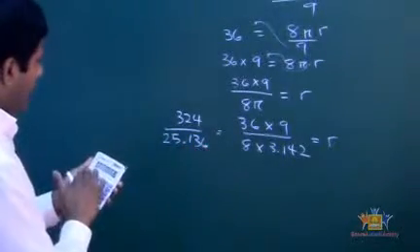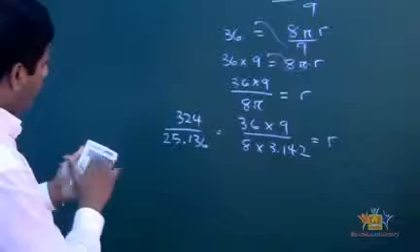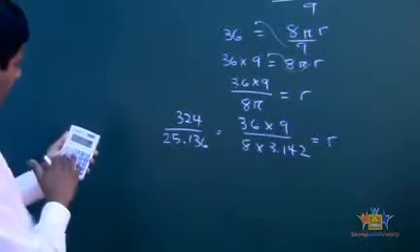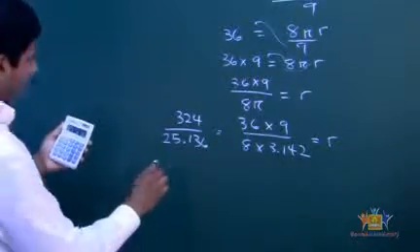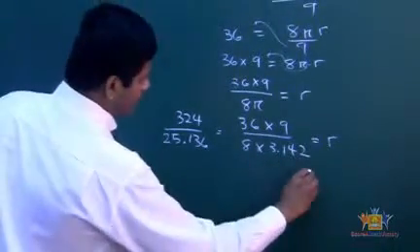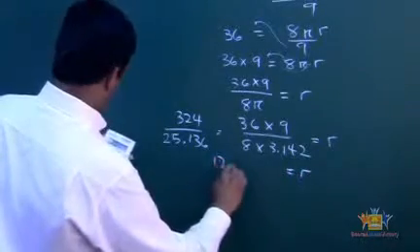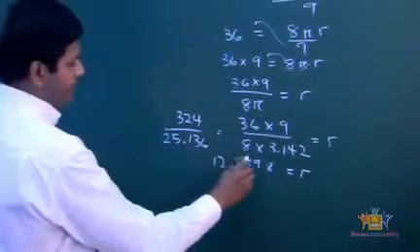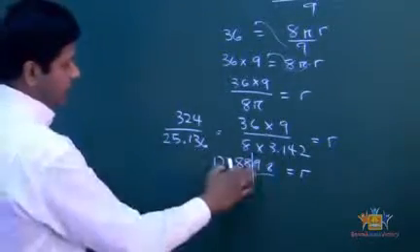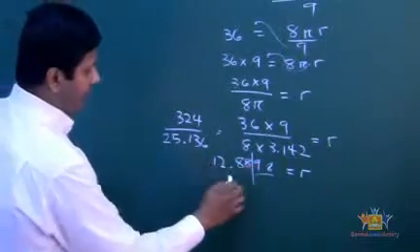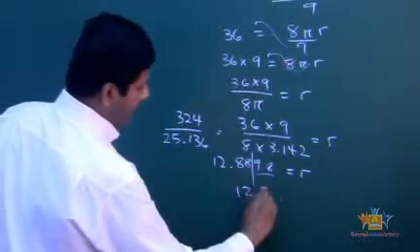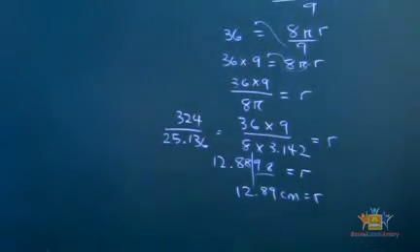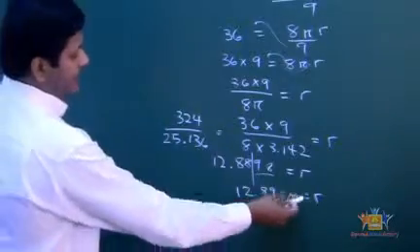3.142 times 8 gave me 25.136. Alright, so now I'm going to take 324 and divide that by 25.136, and that gave me, let's say, r equals 12.8898. Now I'm going to round it to 2 decimal places. See that? 9 is greater than 5, so I'm going to add 1 to 8, which gives me 12.89 centimeters as the radius. So the radius is 12.89 centimeters.